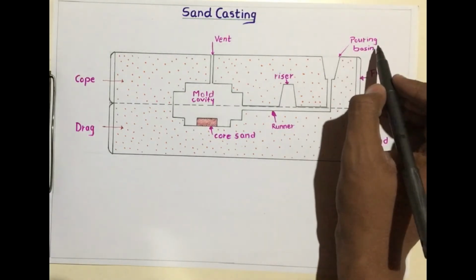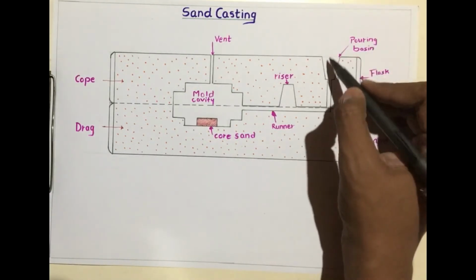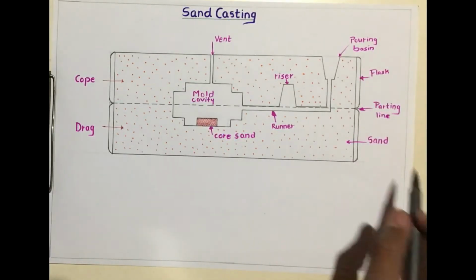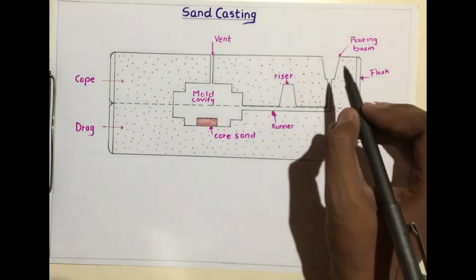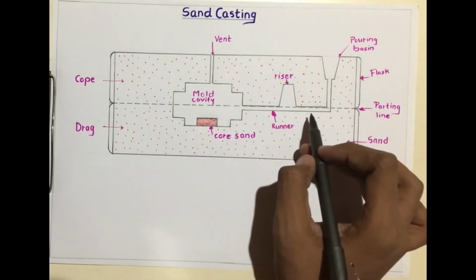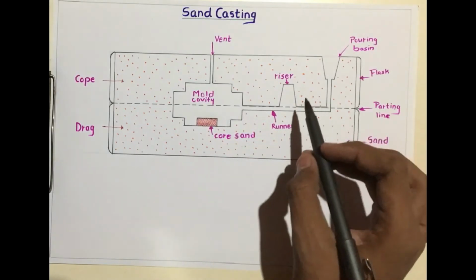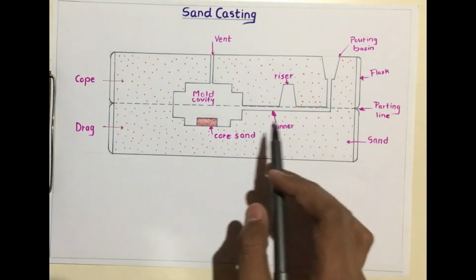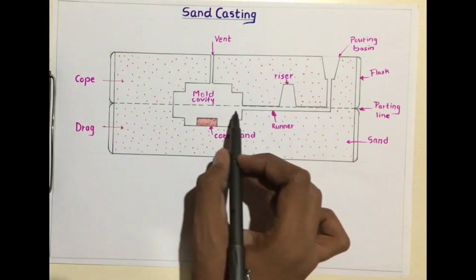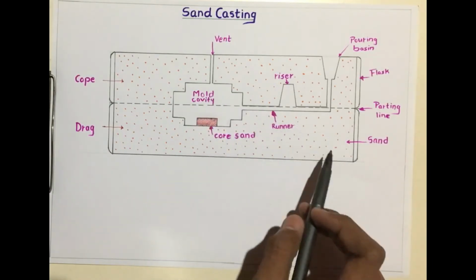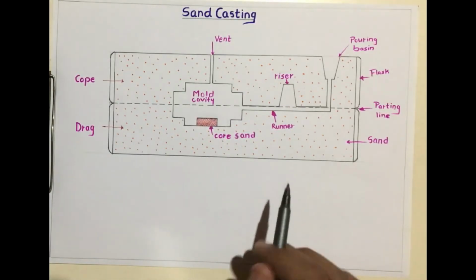First is the pouring basin. In this the molten metal is poured and it is supplied to the runner. Then through the runner it goes in the mold cavity. This runner is a hollow tube made up of the sand and the molten metal flows through it. Then the molten metal enters the mold cavity.